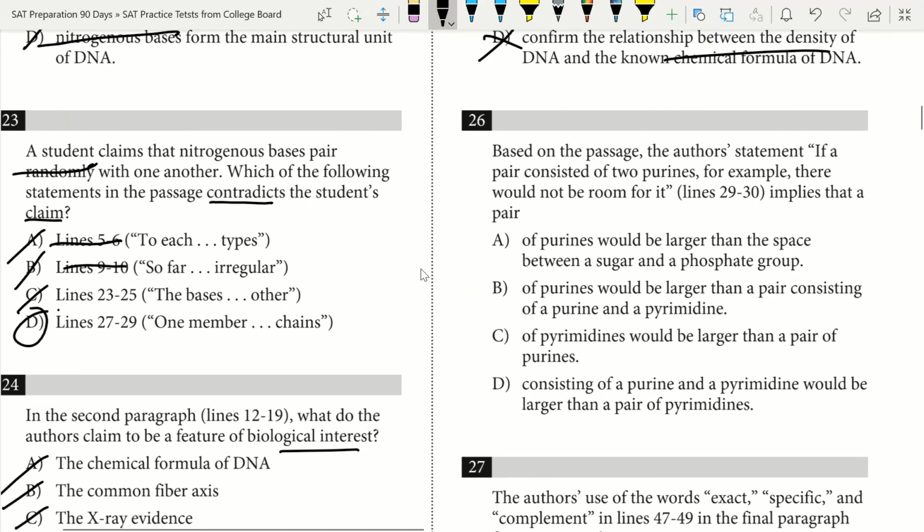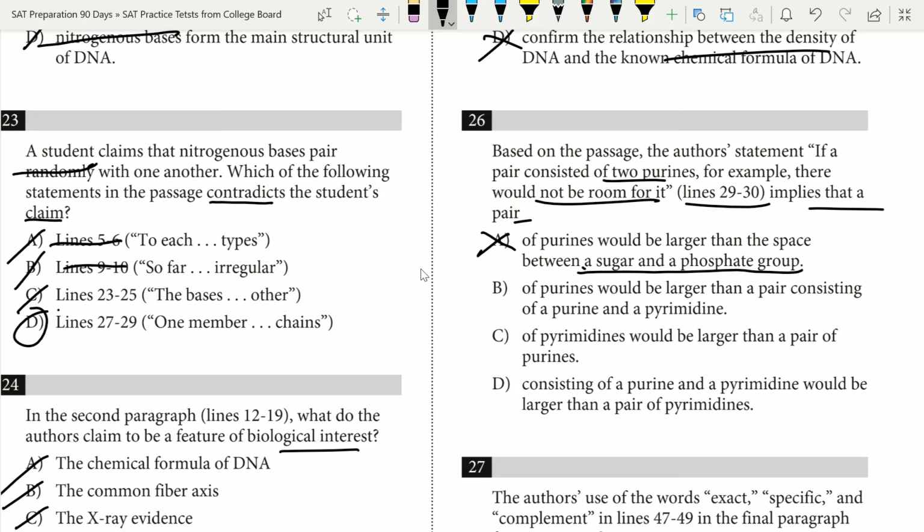Based on the passage, the author's statement, if a pair consisted of two purines, for example, there would not be room for it, lines 29 to 30, implies that a pair what? Well, if there are two purines, there would not be room for it. That's going to imply that if we have two purines, it's going to be too big, right? It's not going to fit. So we have a pair of purines would be larger than the space between a sugar and a phosphate group? No, because these occur in between the backbones. Those backbones include that sugar phosphate group, but we're talking about in between them. So we can get rid of A.